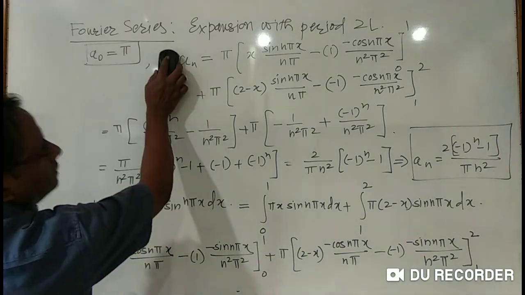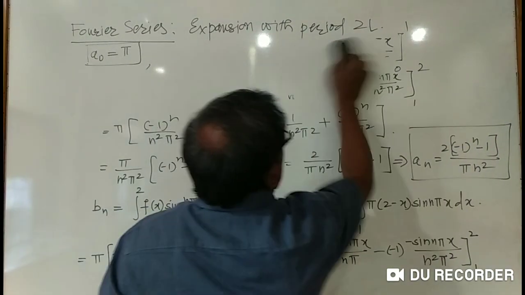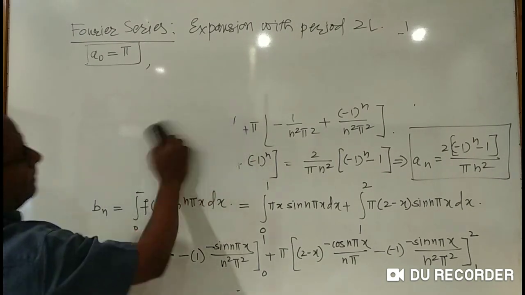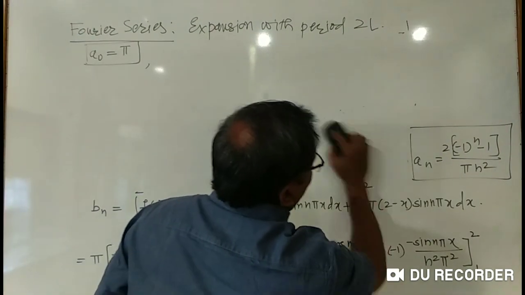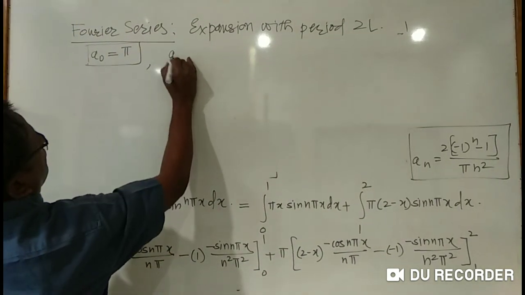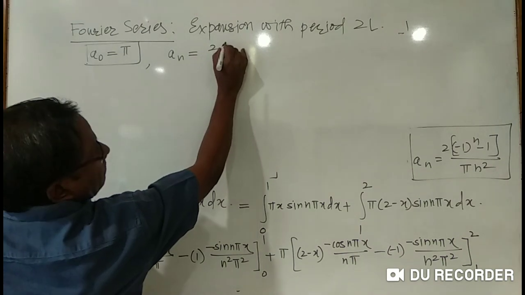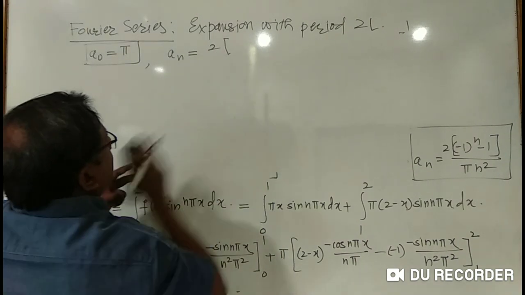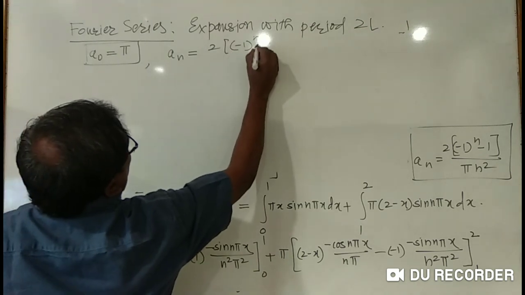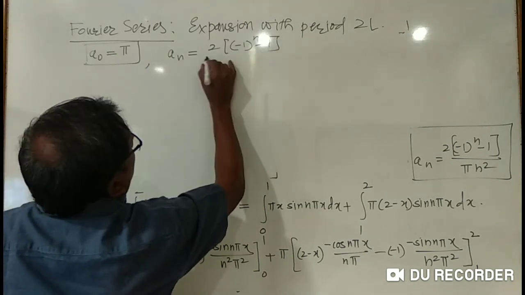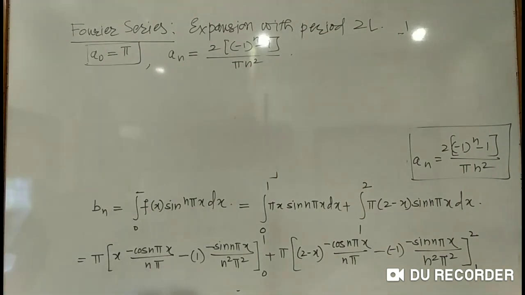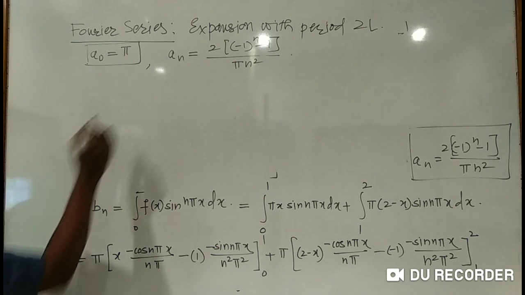So I will erase this. Okay. The value of an that we get, I will write here. an equals 2 into minus 1 raised to n minus 1 upon pi n square.